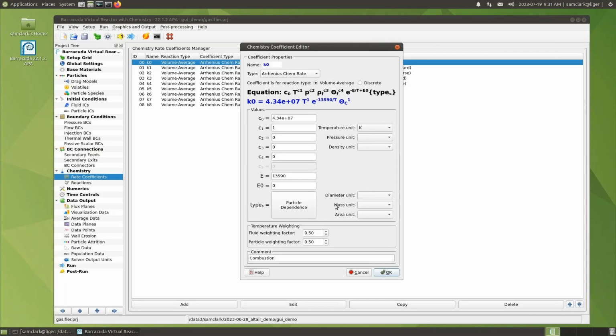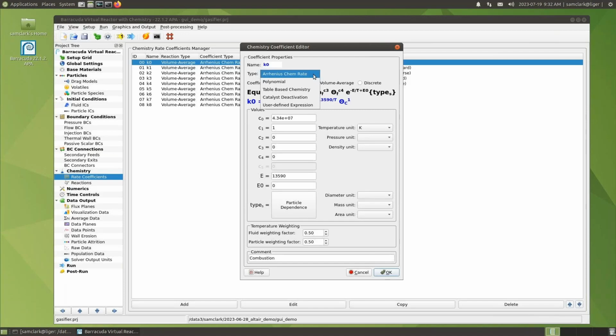This would look pretty familiar to most chemical engineers. We're defining reaction rate coefficients, and then those rate coefficients can be used in the reaction rate expressions that define how each reaction is taking place. Barracuda has a number of built-in forms that are common for engineers who are modeling these types of systems. This is an example of an Arrhenius form.